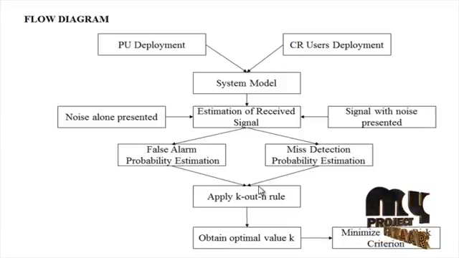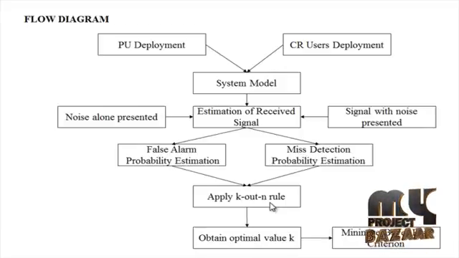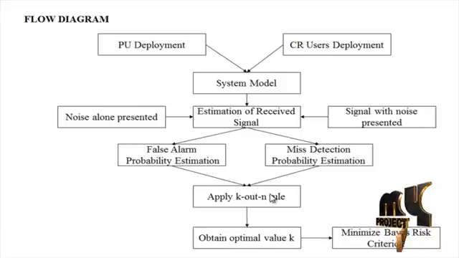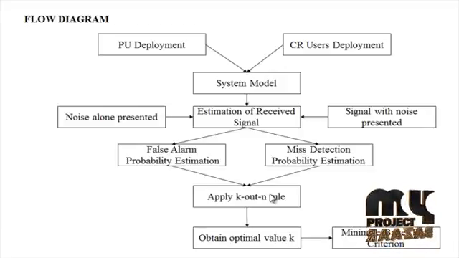Then we apply the K out of N rule. After applying the K out of N rule, the global false alarm and misdetection probabilities are estimated. Here both the PFA and PM are used for estimating the global probability of false alarm and global probability of misdetection.